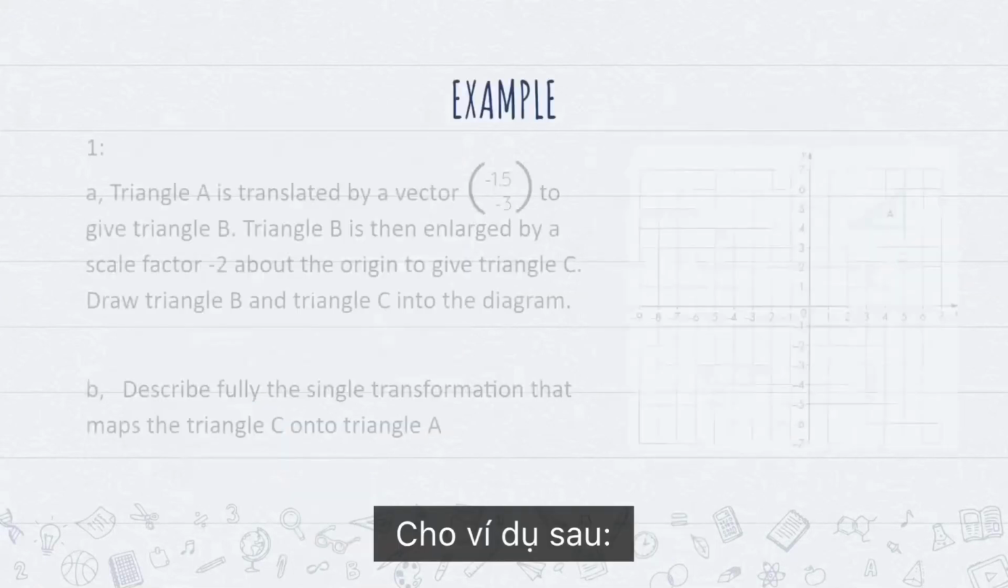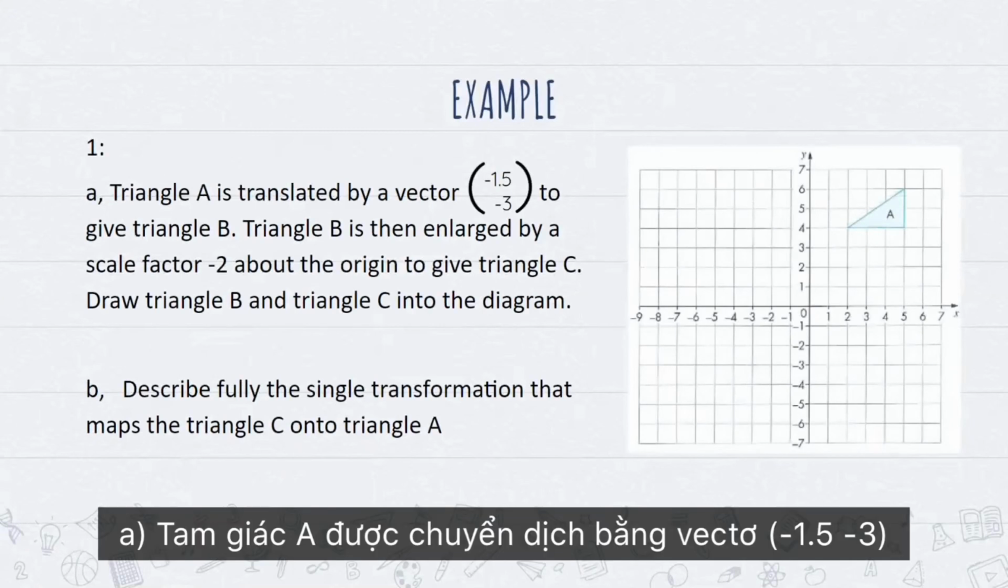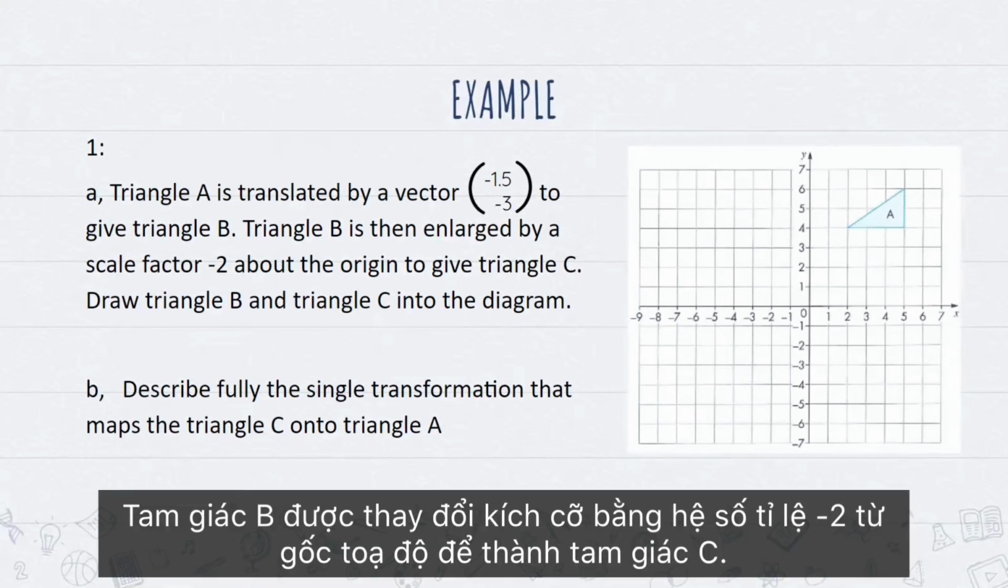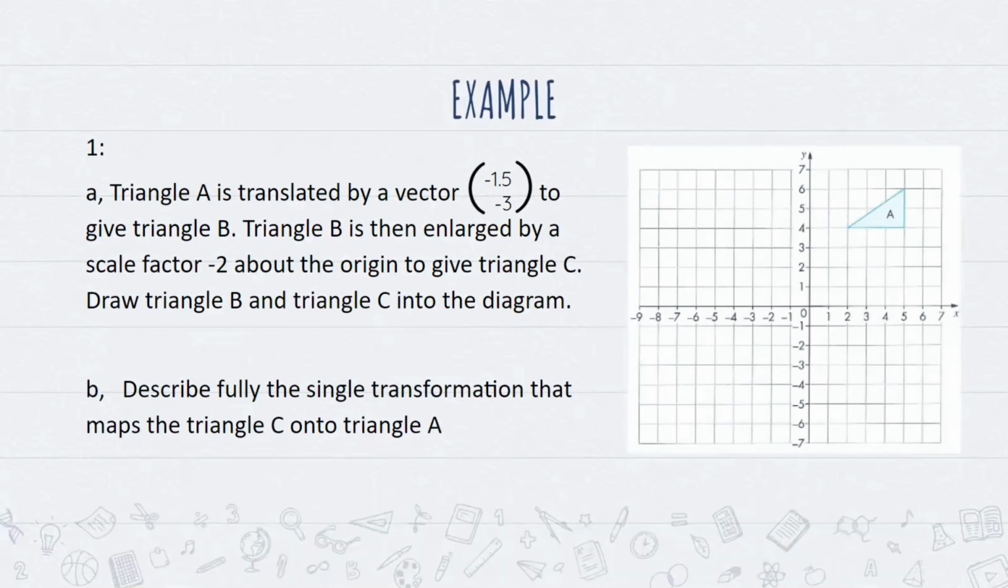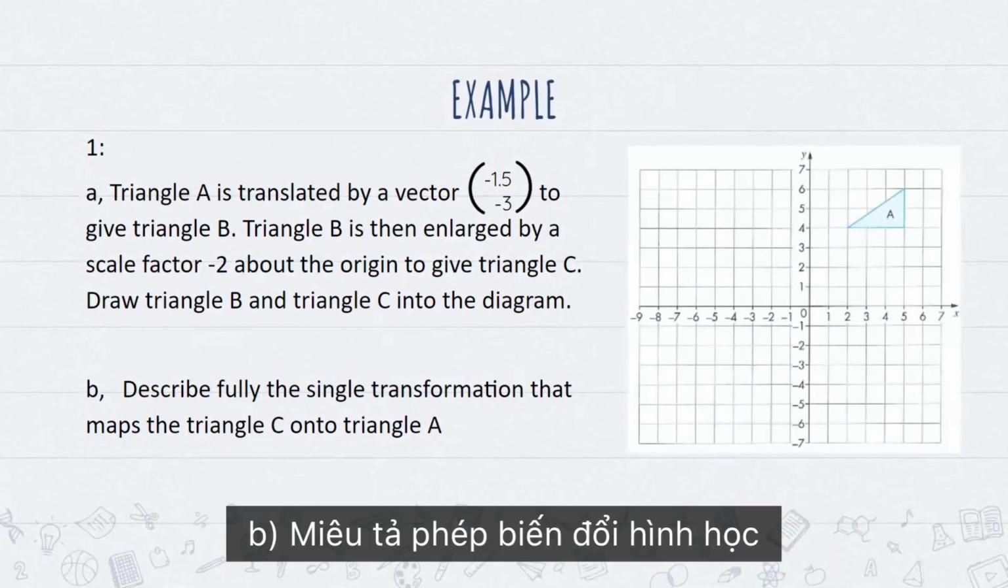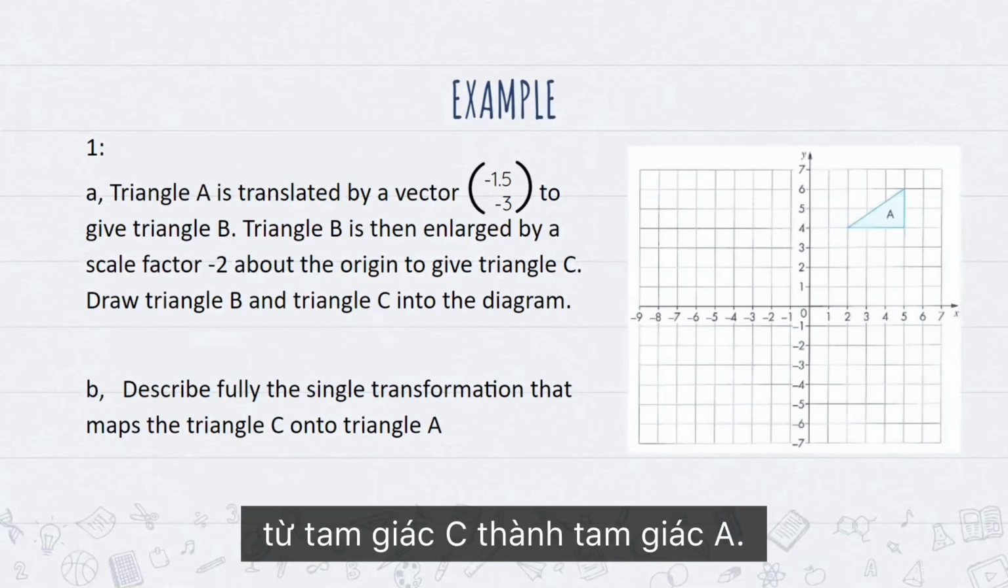For example, 1. A. Triangle A is translated by a vector (-1.5, -3) to give triangle B. Triangle B is enlarged by a scale factor of -2 about the origin to give triangle C. Draw triangle B and triangle C on the diagram. And B, describe fully the single transformation that maps triangle C onto triangle A.